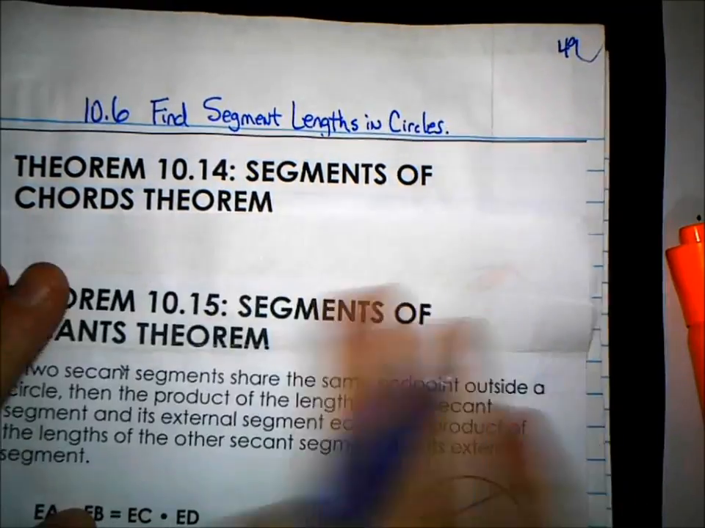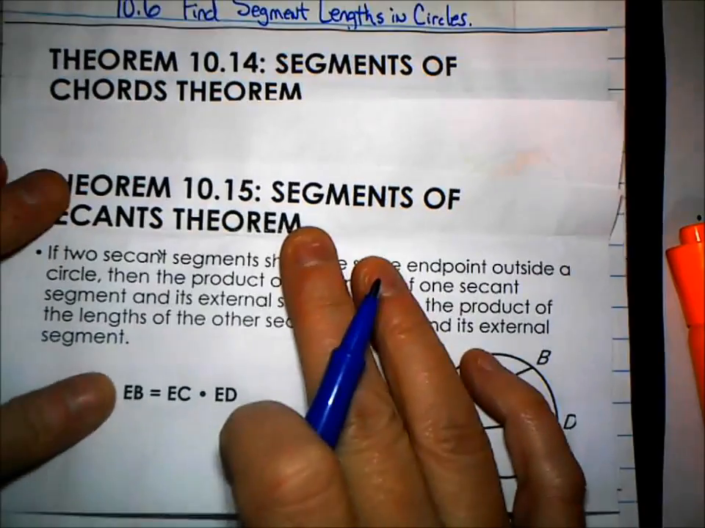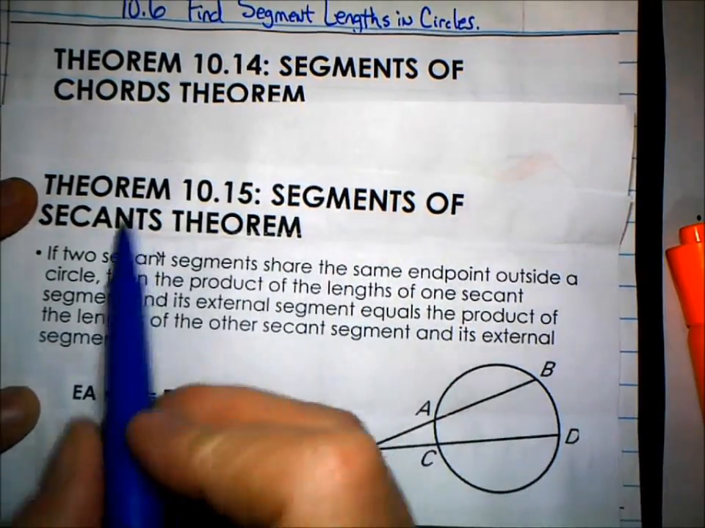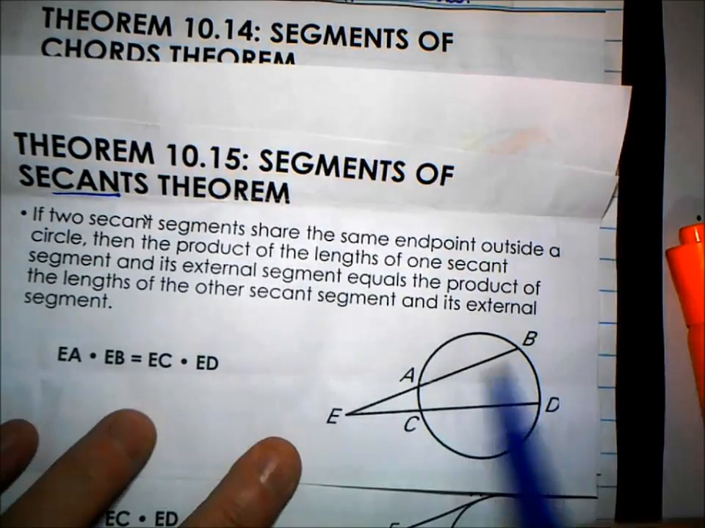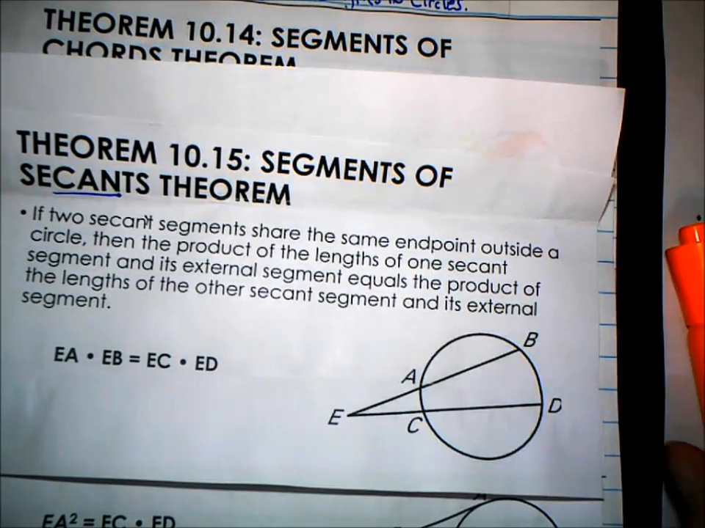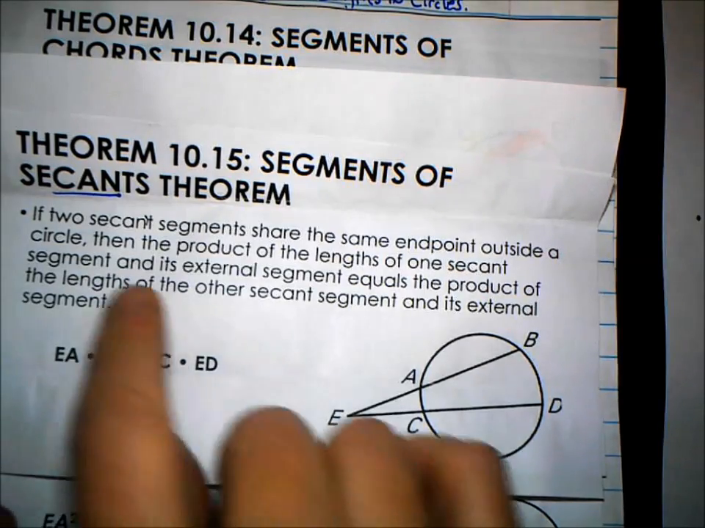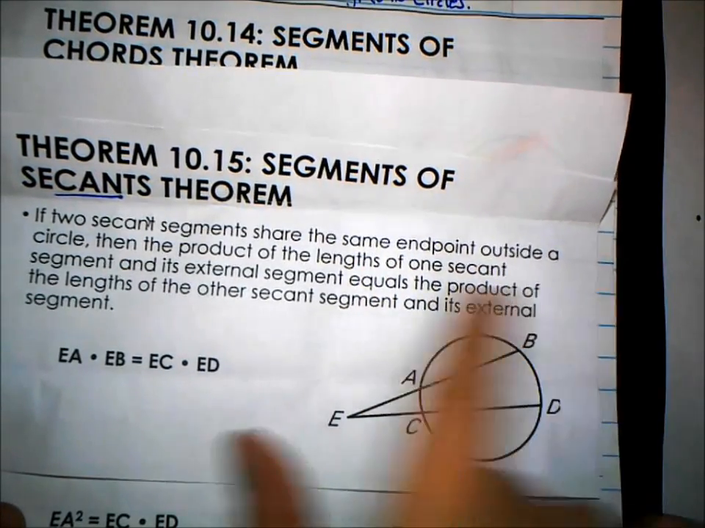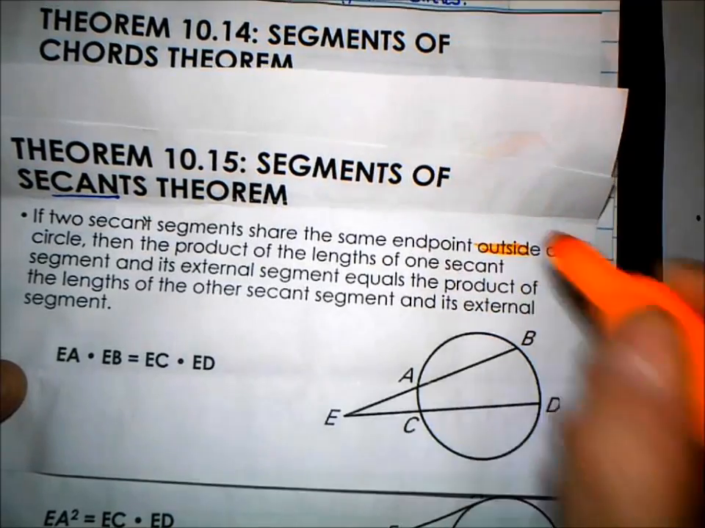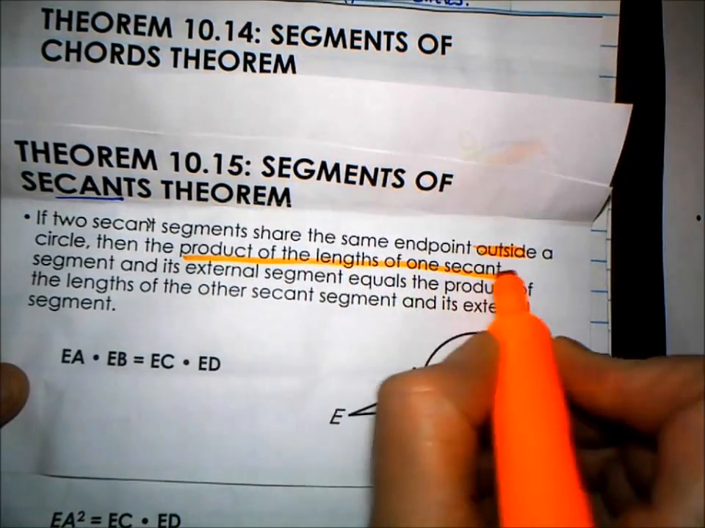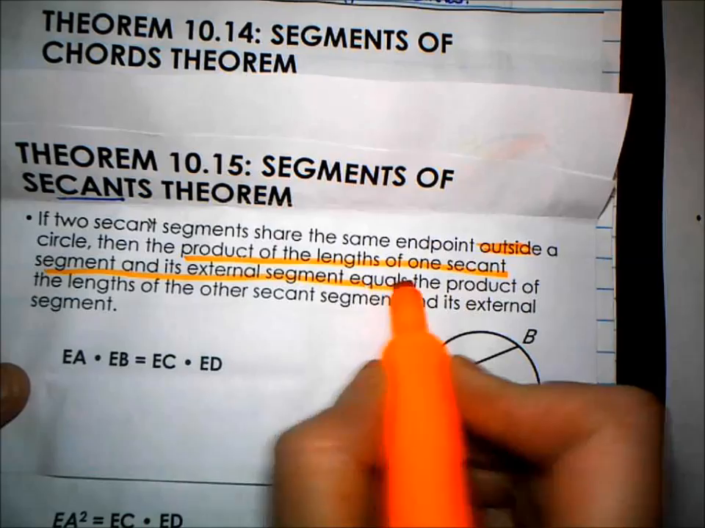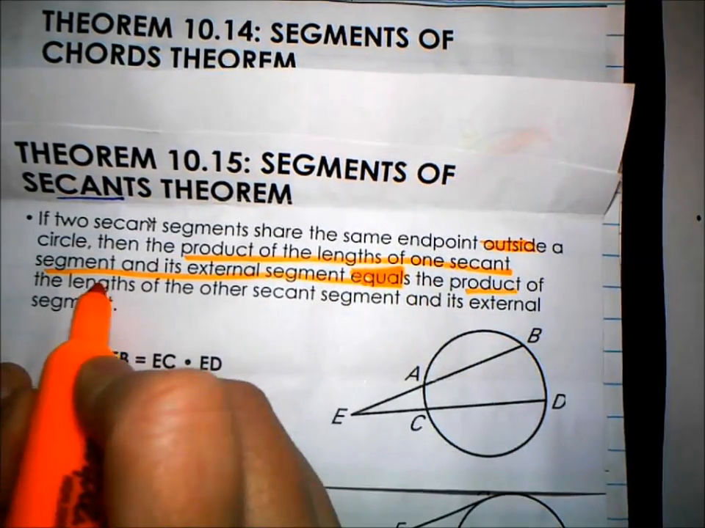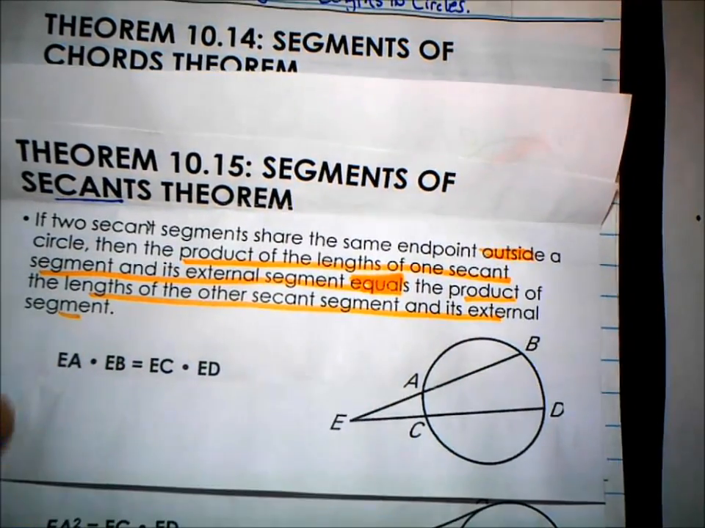Okay. On the next theorem, 10.15, it says the segments of secants. Here we have secants that go through it. And with this setup, two segments share the same outside point. This is on the outside. It says the product of the lengths of one secant segment and its external segment equals the product of the length of the other segment and its external segment.